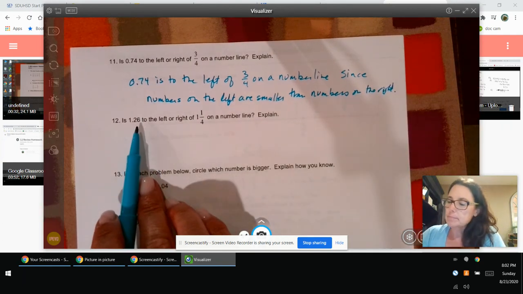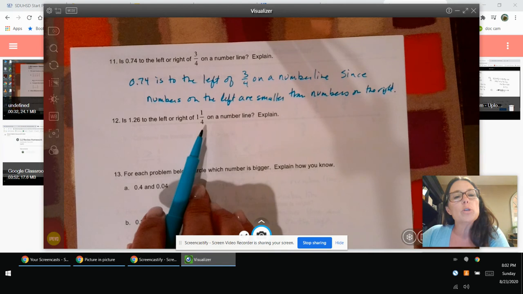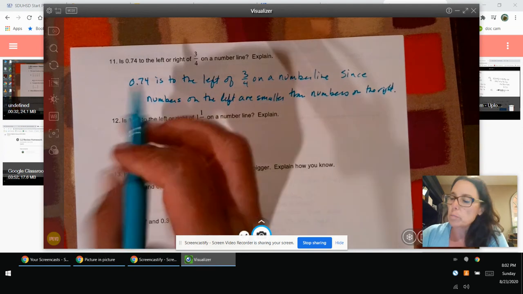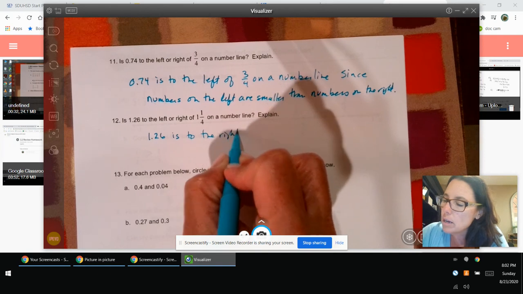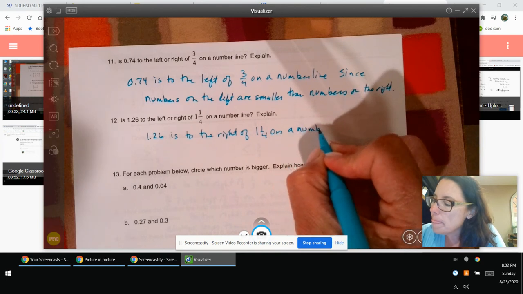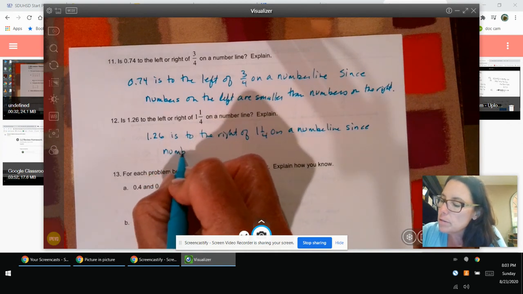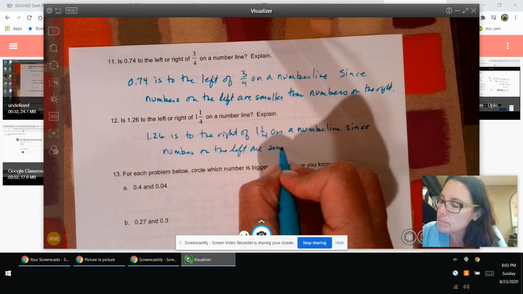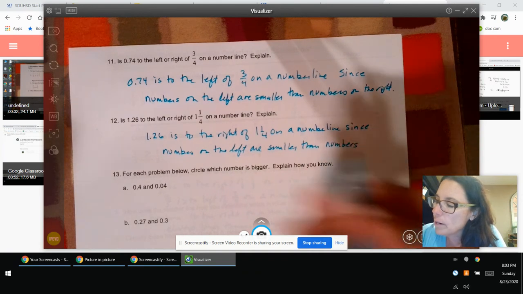Okay, this guy is 1.26 to the left or right of 1 1/4. So 1/4, you should know, is 0.25. Okay, this one's a smidge bigger. So 1.26 is to the right of 1 1/4 on a number line, since numbers on the left are smaller than numbers on the right.